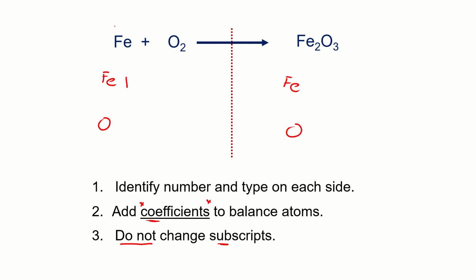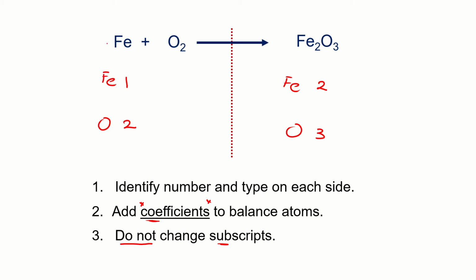We have 1 iron atom. On this side we have 2. Over here we have 2 oxygen atoms. Here you have 3 oxygen atoms. Now according to conservation of matter, the number of oxygen atoms on both sides should be the same. The number of iron atoms on both sides should be the same. Now, one easy way to start is to compare the most complex molecule with the others. You see 2 iron atoms here, but only 1.